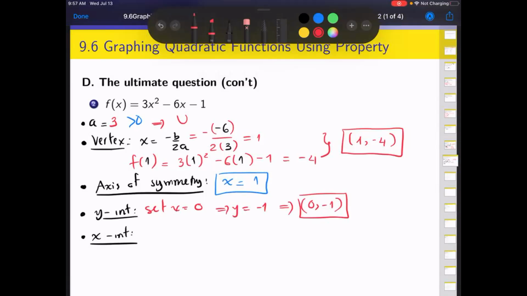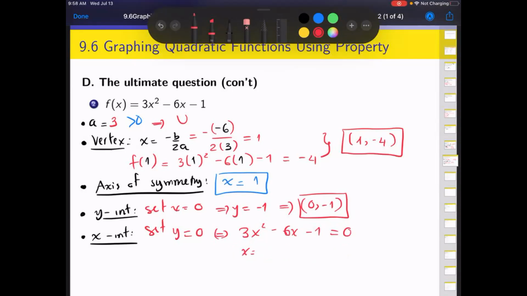And then for the x-intercept, set y equals 0. This implies 3x squared minus 6x minus 1 equals 0. Is it factorable? If not, you can use the quadratic formula. If you don't like to factor, you can use the quadratic formula, but I'm going to try to factor this. So 3x and x here, and then 1 and 1 here. 3x times x is 3x squared, 1 times 1 is 1. I don't think it's factorable. No, it's not. Let's use the quadratic formula.